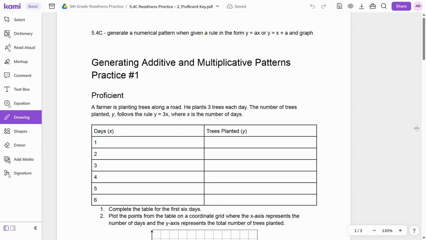Today we are looking at the 5th grade concept of generating additive and multiplicative patterns. This is 5.4c Readiness Practice, the Proficient version.